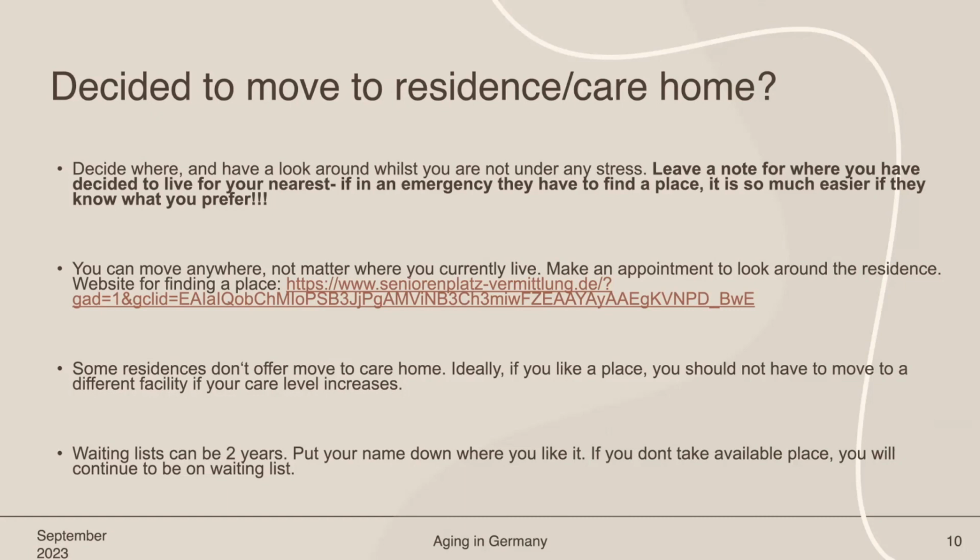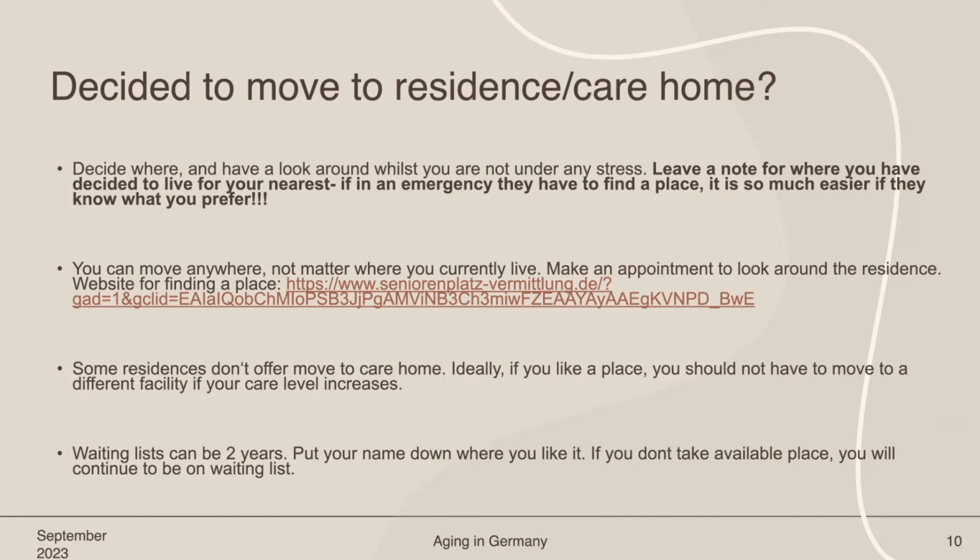If you like somewhere, you don't want to have to move again if you become even more needy in terms of care. Waiting lists for any care home can be up to 2 years or longer. Put your name down if you like it somewhere. If a place then becomes available, you don't have to take it. They will continue to leave you on the waiting list. Okay.